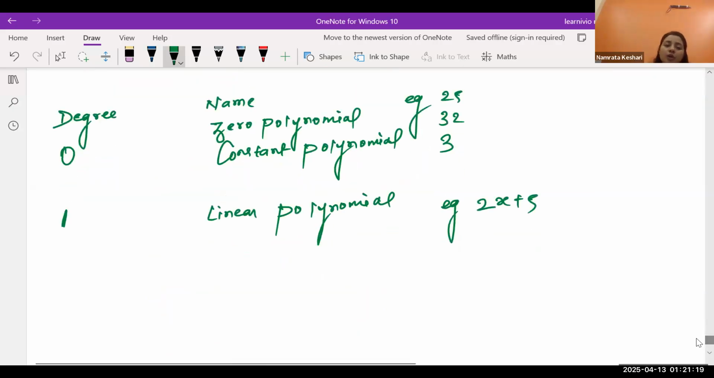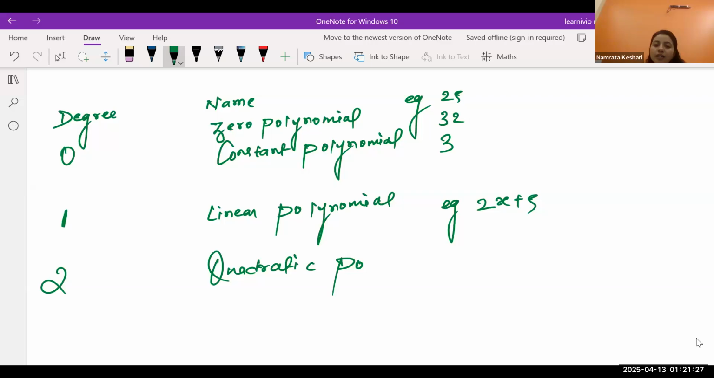Next, when the degree of the polynomial is 2, the specific name is quadratic polynomial. Again I'm telling you, when the degree of the polynomial is 2, the name is quadratic polynomial, and you understand how the example will look. It can be 2x square plus 3x plus 5, like this.